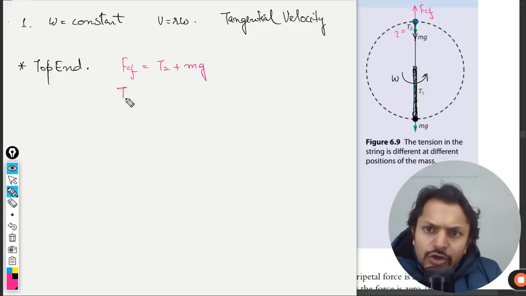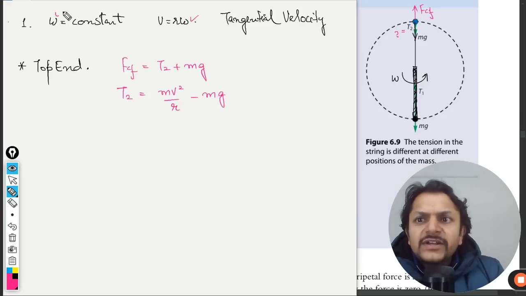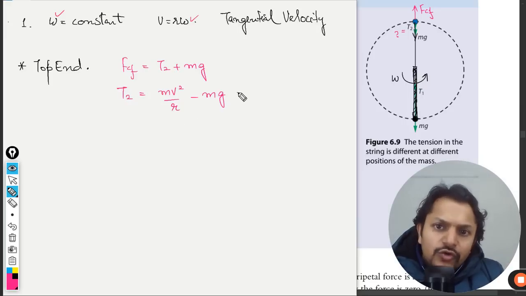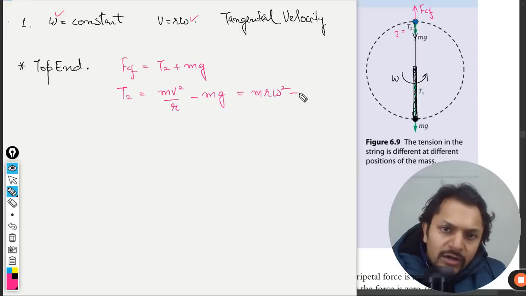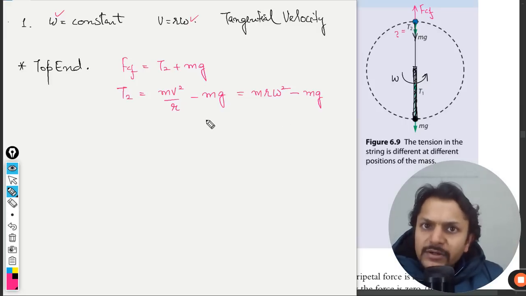No problem. So T2 will be mv square by r minus mg. If omega is given and you want to talk in terms of omega instead of velocity, you will say that the centripetal force or the centrifugal force would have the formula mr omega square minus mg. So this is going to be the tension at the top. Obviously it is going to be the minimum.